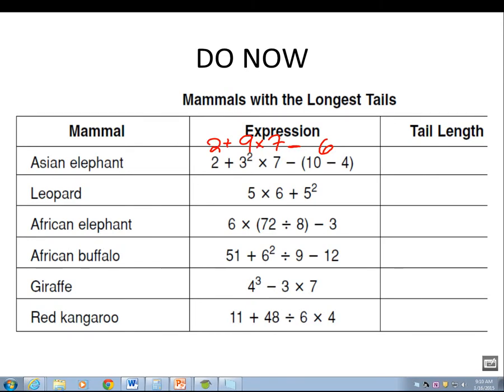So what are we going to multiply, kiddo? 9 times 7, which is 63. Now we just have left to right addition and then subtraction. So 63 plus 2 is 65. 65 minus 6 is 59.